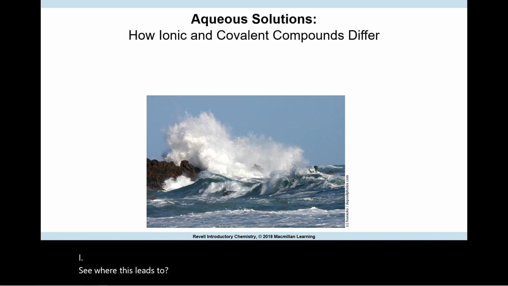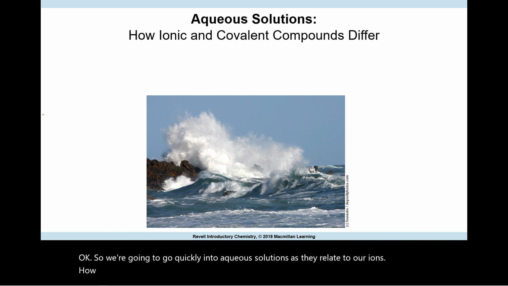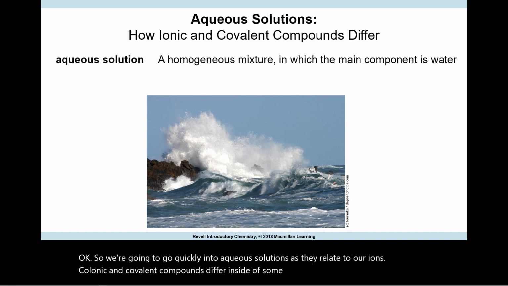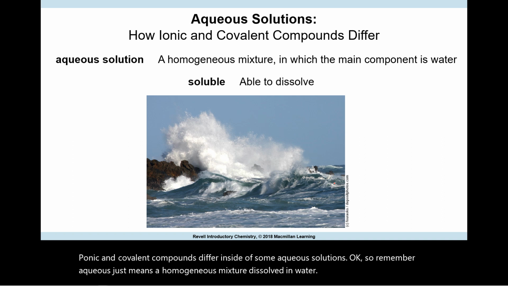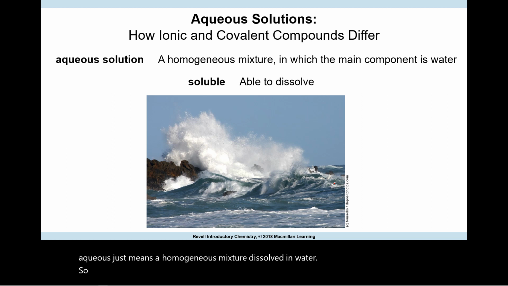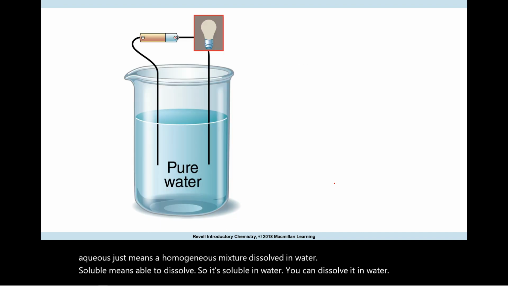Okay, so we're going to go quickly into aqueous solutions as they relate to our ions, and how ionic and covalent compounds differ inside aqueous solutions. Remember, aqueous just means dissolved in water, a homogeneous mixture. Soluble means able to dissolve, so it's soluble in water. You can dissolve it in water.